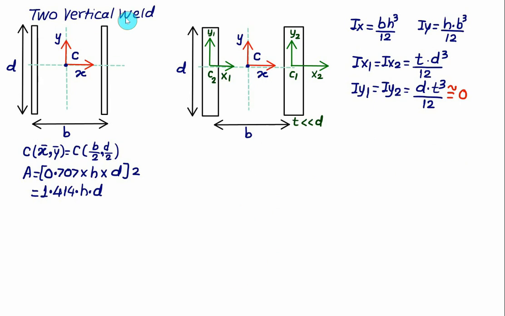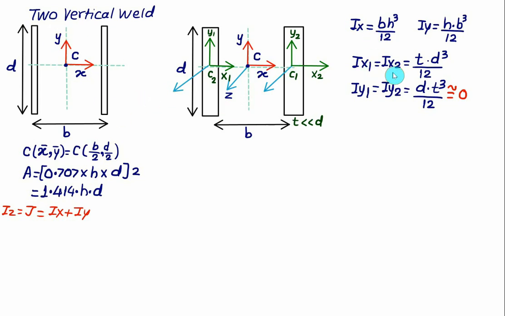For two vertical welds, we'll calculate the polar moment of inertia. As per the definition, the polar moment of inertia J is equal to Ix plus Iy. This polar moment of inertia is nothing but Iz, that is the moment of inertia about the Z axis. So you have to draw a line perpendicular to X and Y that represents the Z axis. About this axis we want to calculate the polar moment of inertia for the two vertical welds.